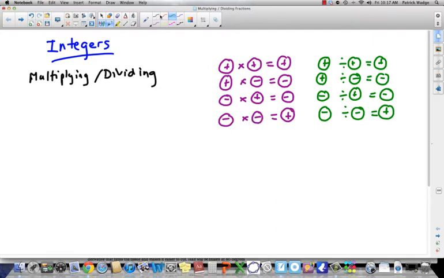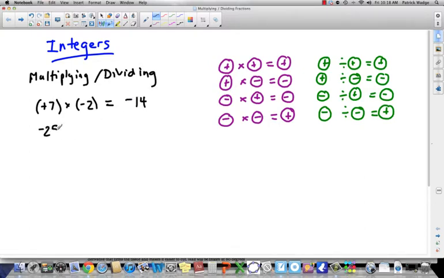So we could do a couple quick examples here. Positive 7 times negative 2. If you want, don't even worry about the signs right now. Just look at the numbers. 7 times 2 is 14, and now I'm going to figure out the sign. A positive and a negative. Positive and negative equals a negative, like that.